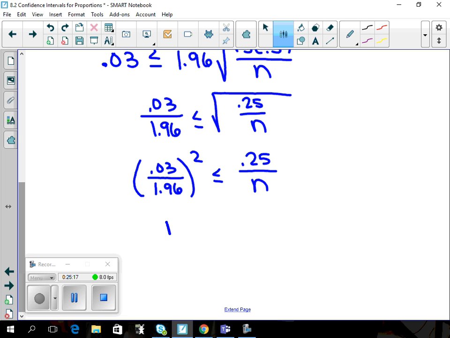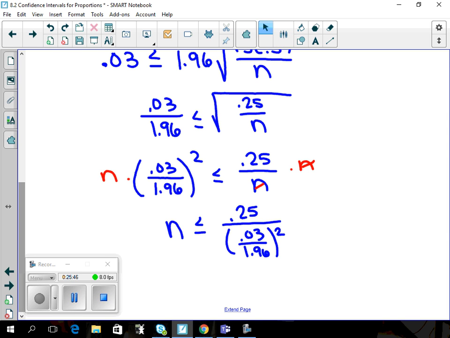Are we algebraically at a point where I can just do this? You guys let me know if I need to show more work. Is that okay? Basically, you're multiplying both sides by n and then dividing both sides by 0.03, divided by 1.96 quantity squared. That helps. What is it? Go ahead and find it.